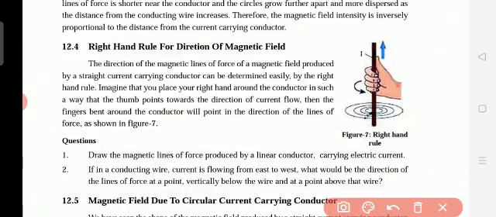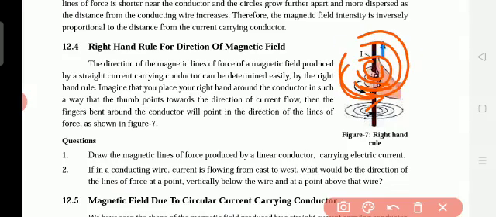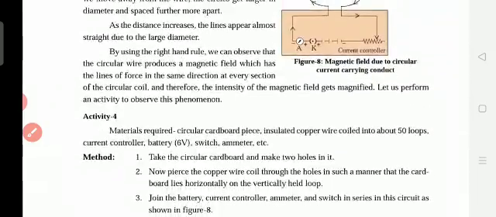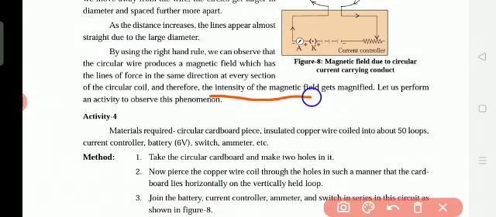So when we see the right hand rule, the current is passing this way, coming this way, in a round shape. It is going in a round shape, the magnetic field. Therefore the intensity is magnified, which means it becomes big. The magnetic field is becoming larger. Let us perform an activity to observe this phenomenon.